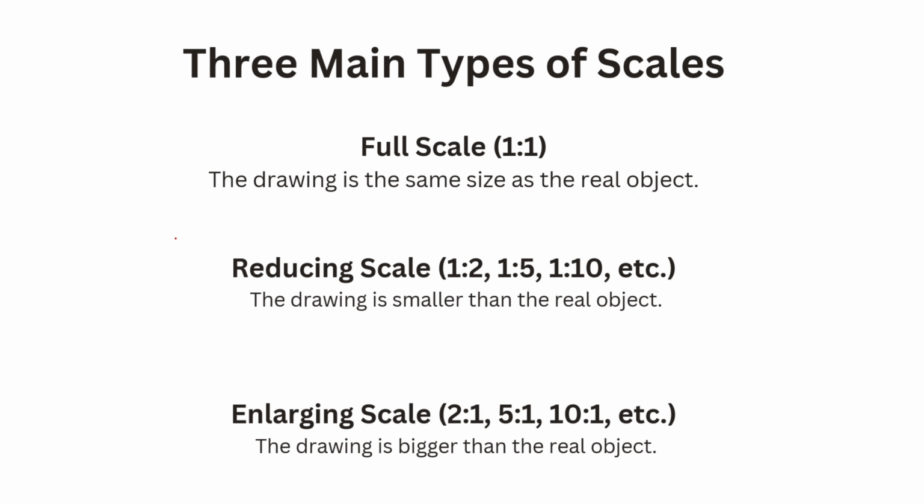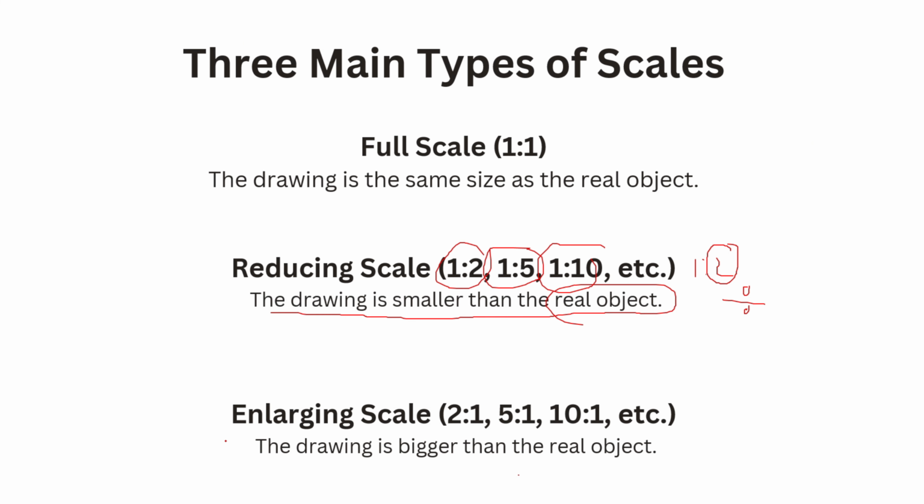We get three main types of scales. We get a full scale, which is your 1:1. It is the actual size of the object. Then you get a reducing scale, which can be 1:2, 1:5, 1:10, etc. And this can be anything 1 to something bigger than 1. When we have a reducing scale, we are going to take the measurements and we are going to divide them by whatever we have next to the 1. So these drawings are smaller than the real object.